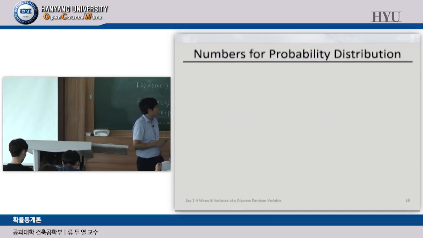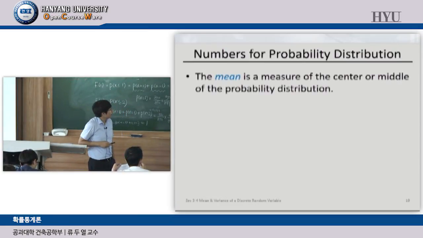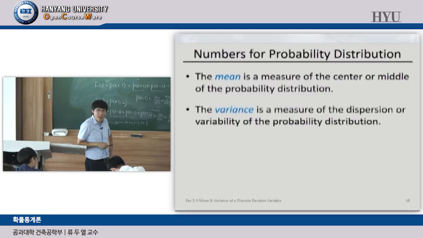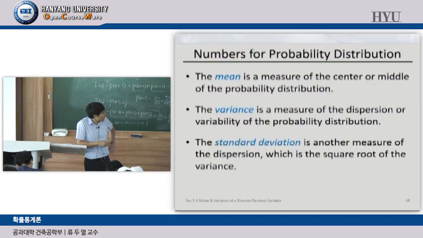And this is the numbers of probability distribution. The mean is a measure of the center or middle of the probability distribution. The mean is called 평균 in Korean. And there is a variation, which is a measure of the dispersion or variability of the probability distribution. So this can be used to determine the scatterness of the probability distribution, okay? Which is called 분산 in Korean. And there is also standard deviation. And this is another measure of the dispersion, which is the square root of the variation, okay? Which is called 표준 편차 in Korean.